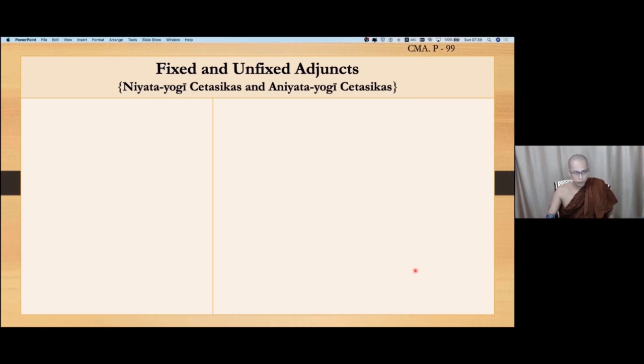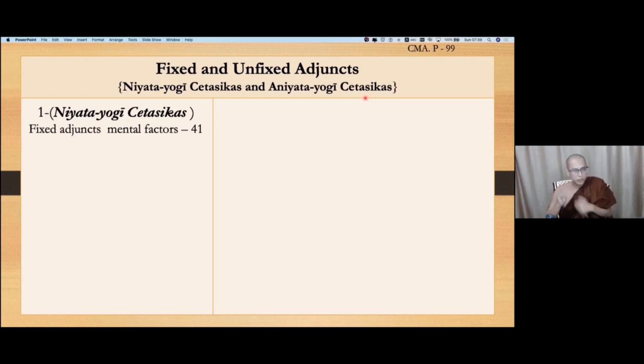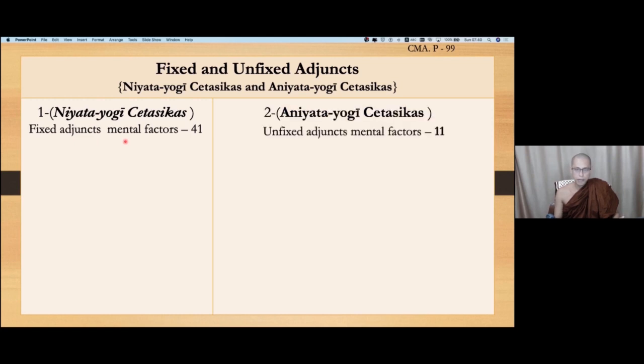So we will continue about fixed and unfixed adjuncts. So they are niyata yogi cetasika and aniyata yogi cetasika. Among the 52 mental factors, some are fixed adjuncts. They are fixed. Whenever the respective consciousness arises related to them, they arise together. They must arise together. They cannot be absent. They are fixed adjunct mental factors. And some mental factors are unfixed adjunct mental factors.